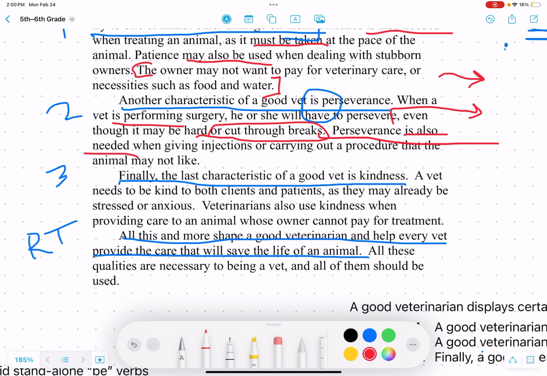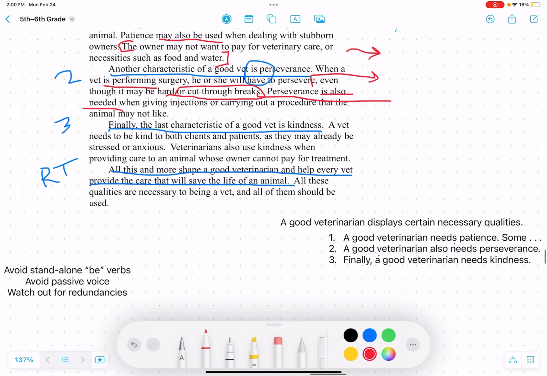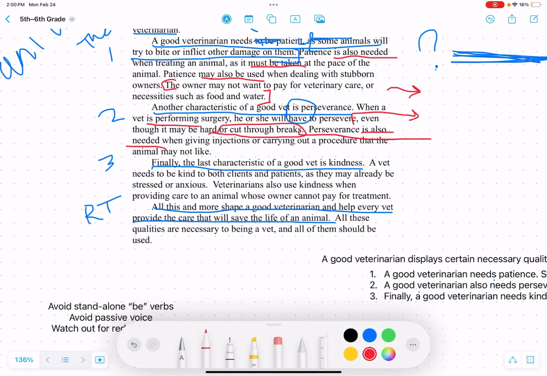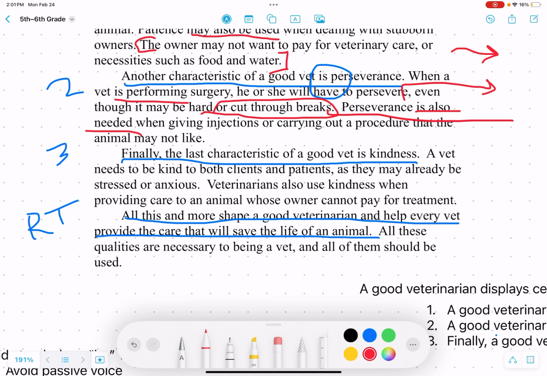We said finally a good veterinarian needs kindness. A vet needs to be kind to both clients and patients. Now here we do have a be verb, but again, it's not standalone. It's an infinitive. But you could just say a vet needs kindness towards or needs to show kindness to both clients and patients. They may be stressed or anxious, as they may already be, maybe.